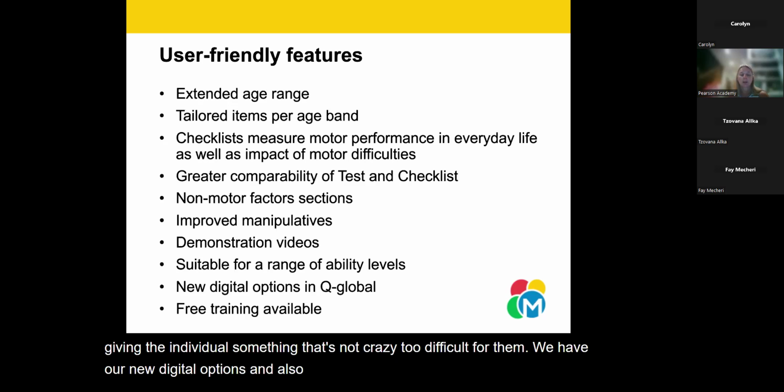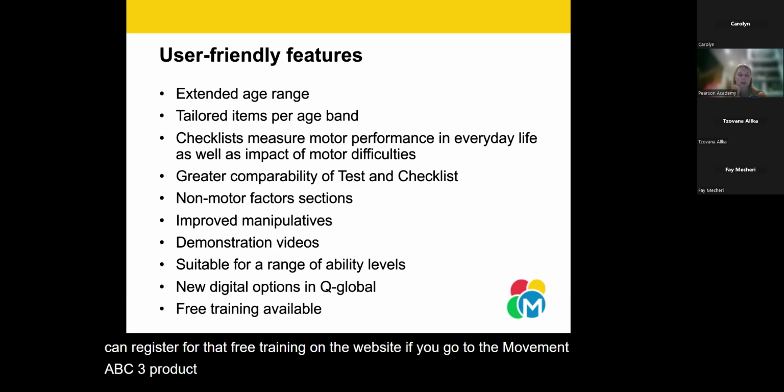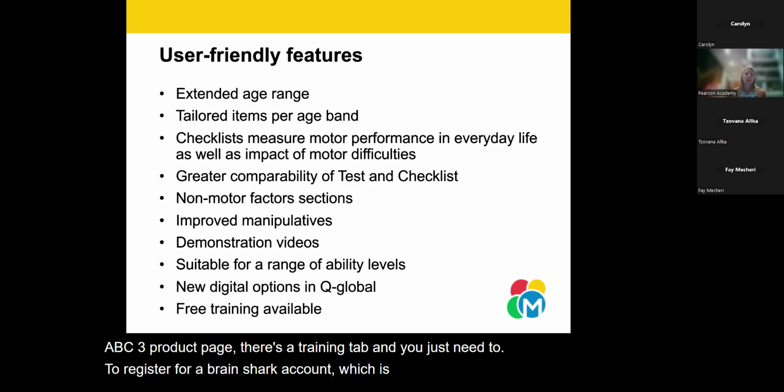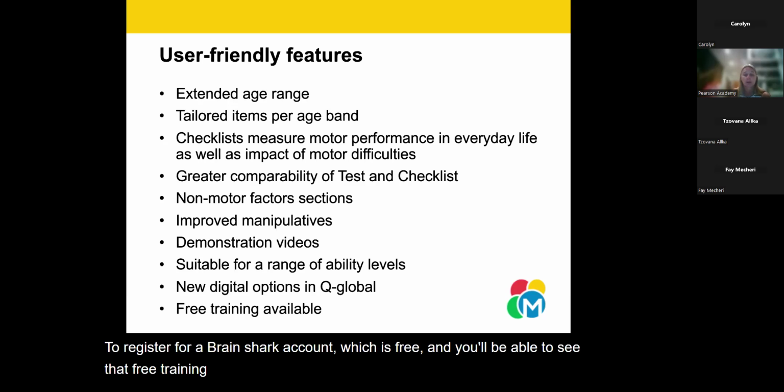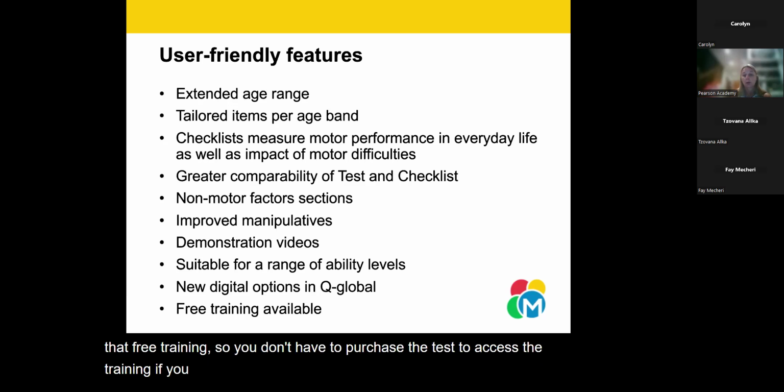You can register for that free training on the website. If you go to the Movement ABC-3 product page, there's a training tab, and you just need to register for a Brainshark account, which is free, and you'll be able to see that training. So you don't have to purchase the test to access the training. If you wanted to look at the training as a way of finding out more about the test to help you decide whether it's right for you, you can register and watch it as many times as you like.